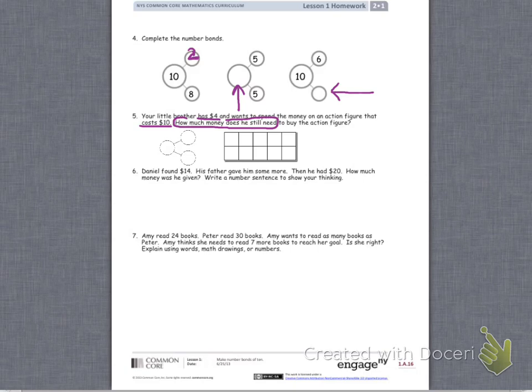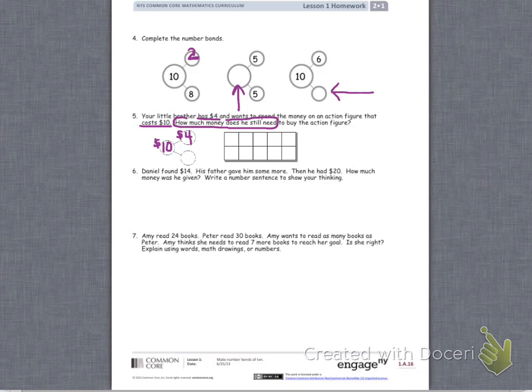Knowing that the action figure costs $10, that's the whole. So I'll put a 10 in the large circle. But little brother has only $4. He only has part of the 10. So the question remains, how much more does he need in order to have the entire amount of $10? The students can use a number bond like I've done in order to solve that problem. Or if they're more comfortable using a 10 frame, that is something they can do as well.